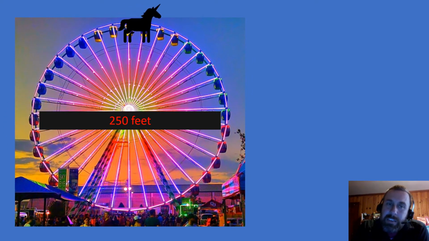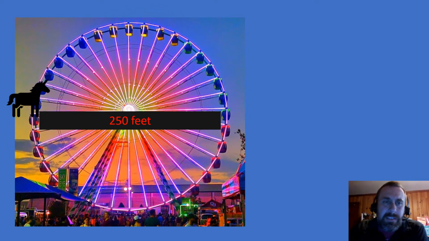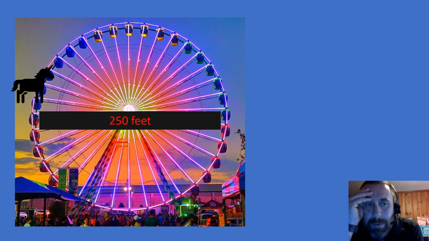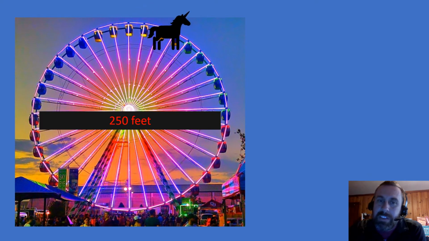So for some reason, this unicorn wanted to ride on the Ferris wheel, but it didn't realize how far it was actually traveling. If I said, how far is it traveling around this Ferris wheel? It's not 250 feet. 250 feet is the diameter. What the unicorn is actually traveling would be that distance around the outside of the circle. I'm watching it. It's mesmerizing. So what we've got going on here is that unicorn is traveling the circumference in one of those cars. Hopefully it's not just flying.